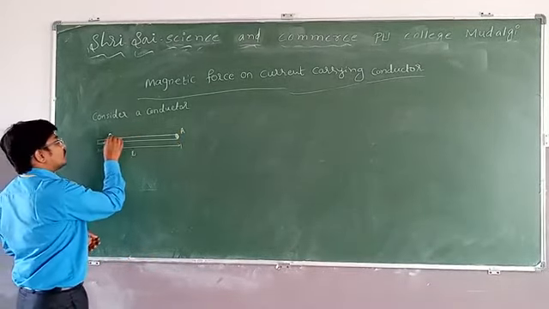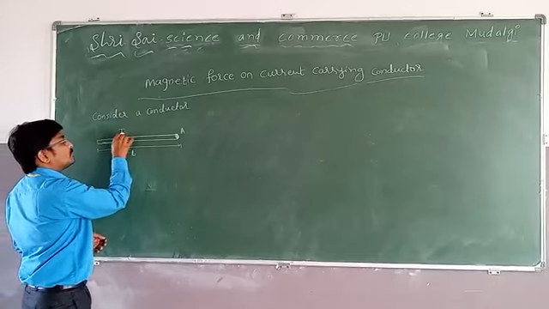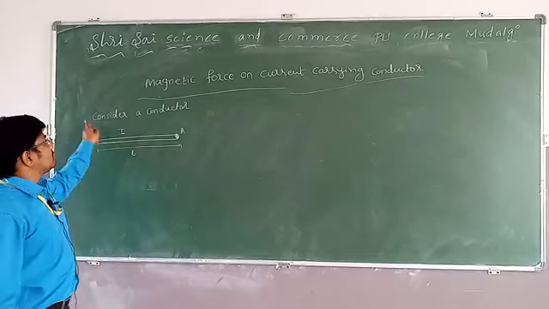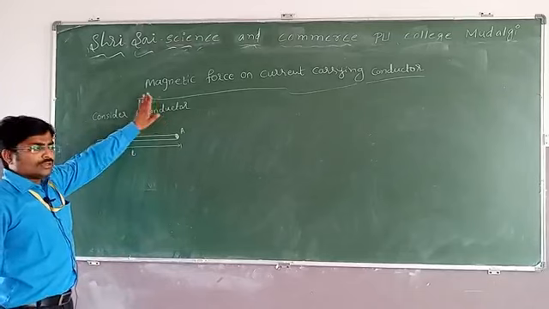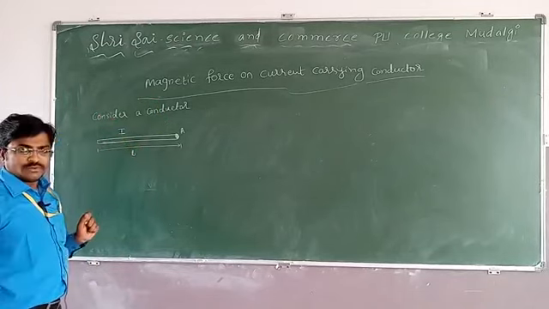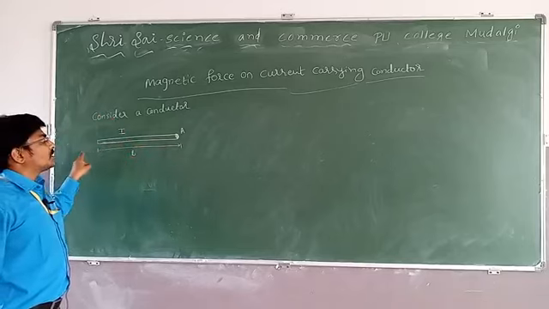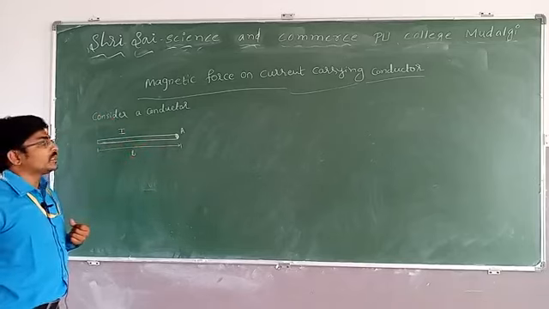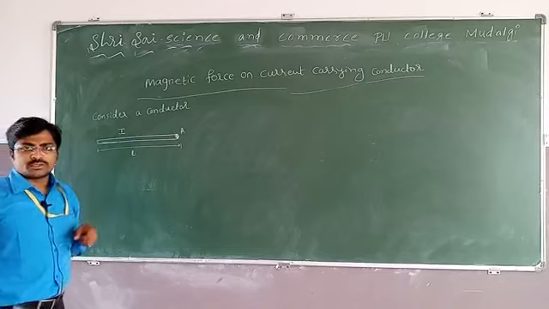How much current is flowing? I is the current flowing in this conductor. Consider a rod or conductor or wire. It carries the current. How much current I is flowing? What is the length of this conductor? L is the length of the conductor. A is the cross section area.